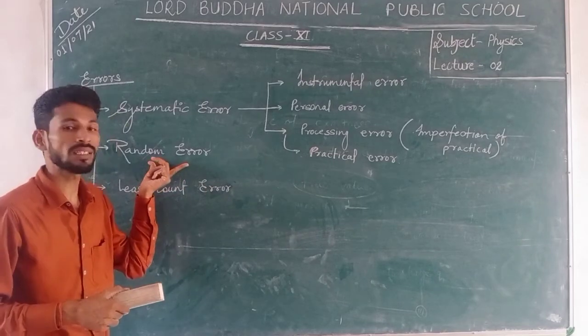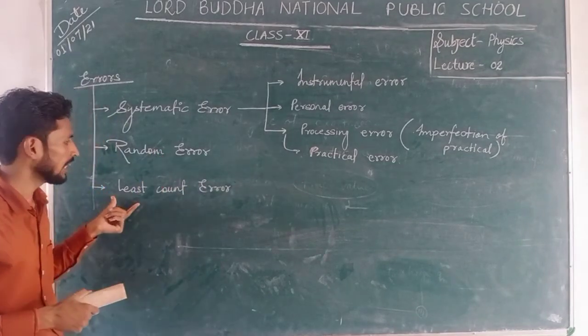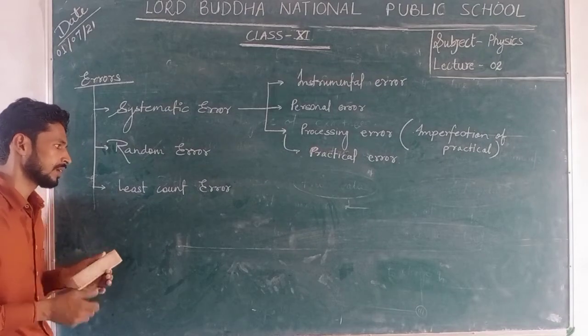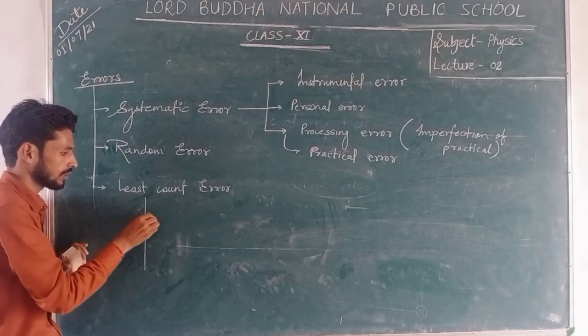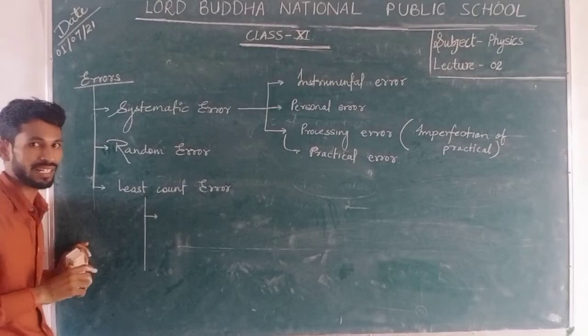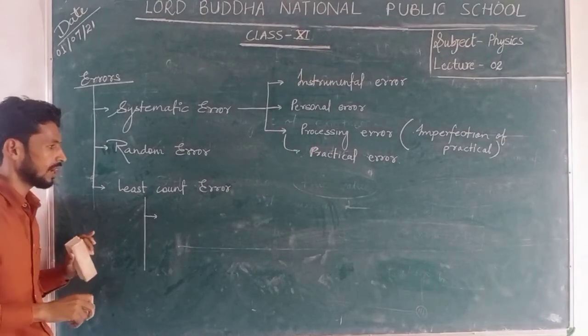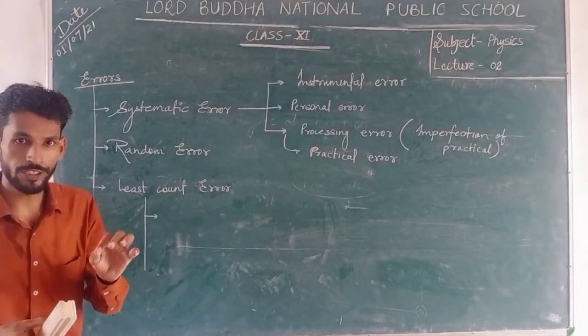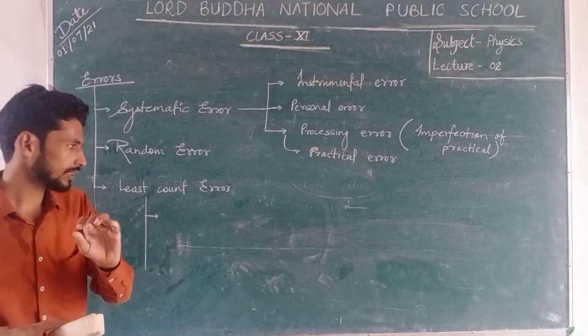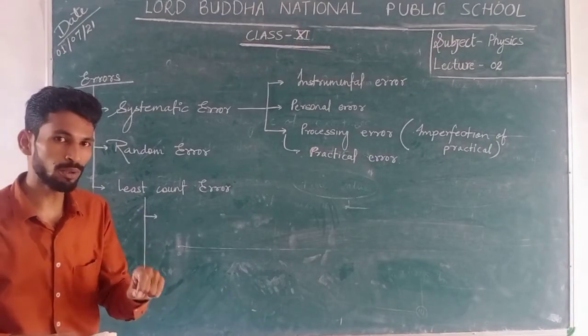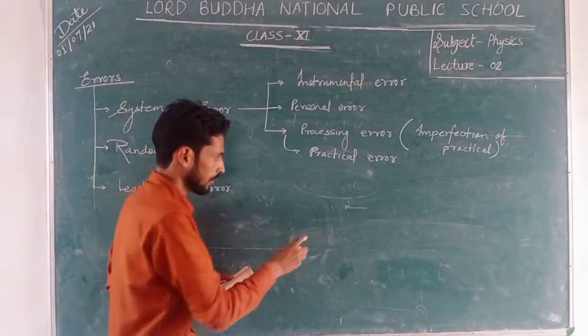So that's named random error. Least count error is due to the measuring instrument, because every measuring instrument has a least count. First, we have to discuss the least count.